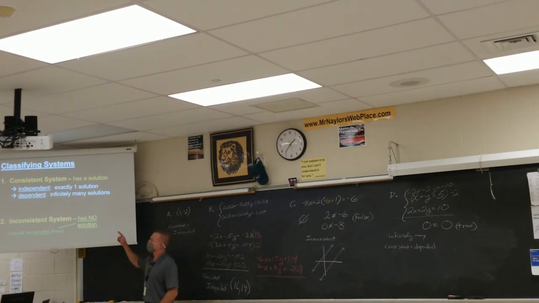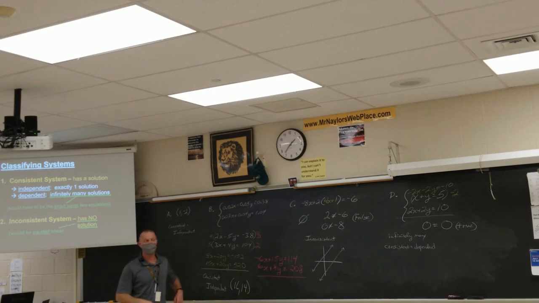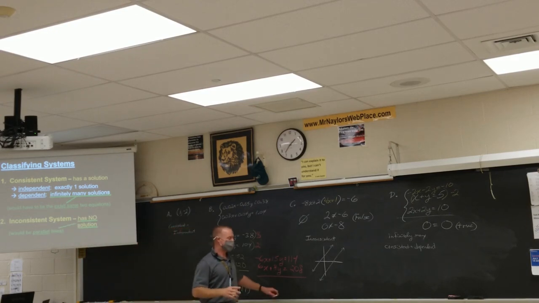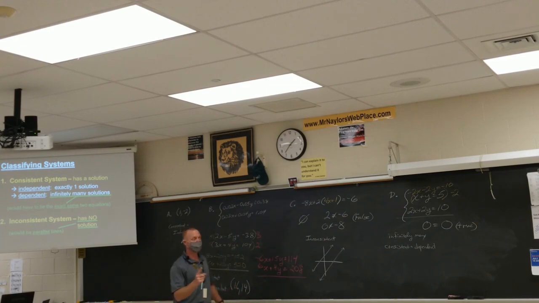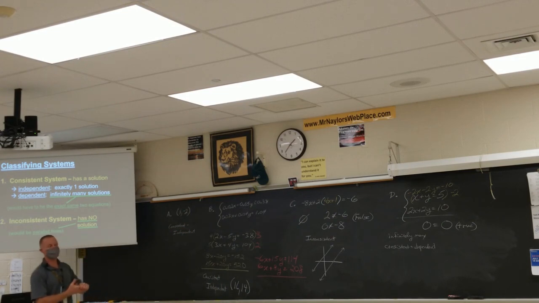In case you just need it driven home, the only way you're going to get a consistent dependent, the only way you're going to get infinitely many, is if you have the same two lines. Again, it's kind of strange. You usually don't. But if you did, you would get a true statement. 0 equals 0. 5 equals 5. Whatever is true. But please don't say no solution. Technically, they are opposite.